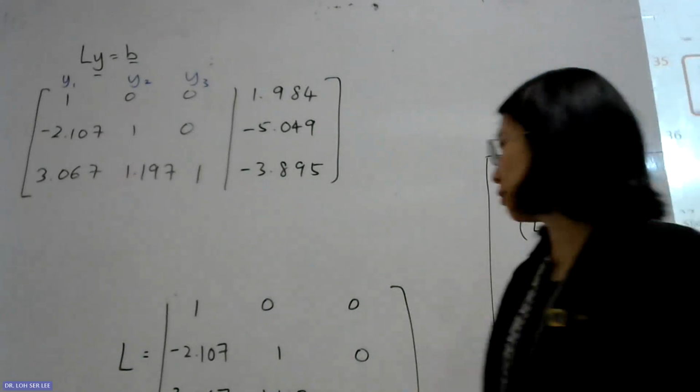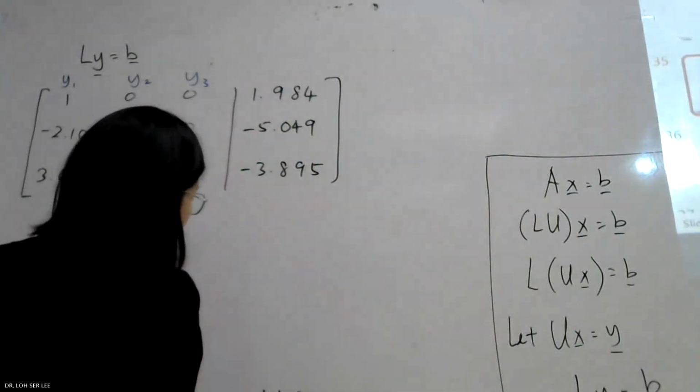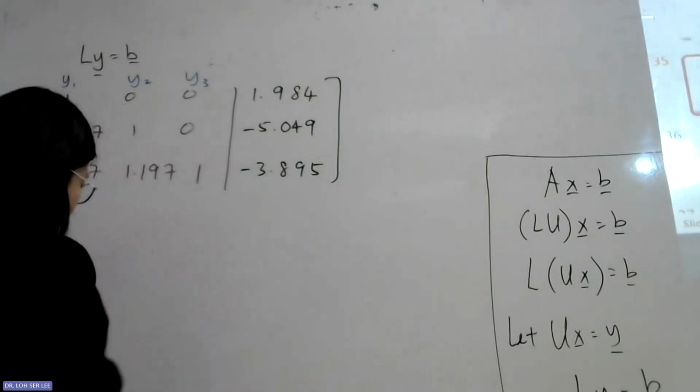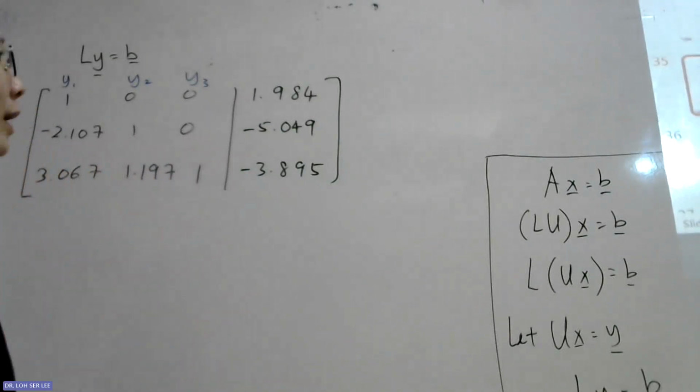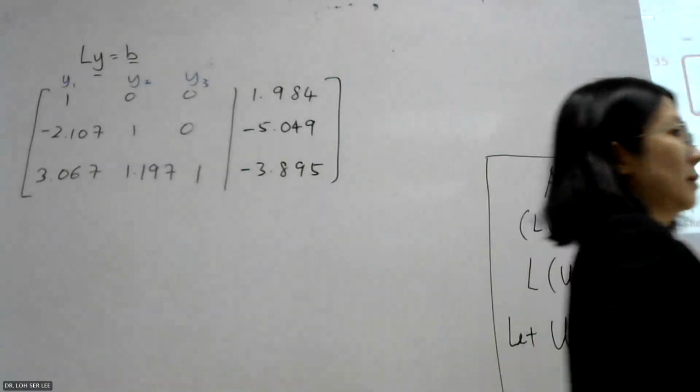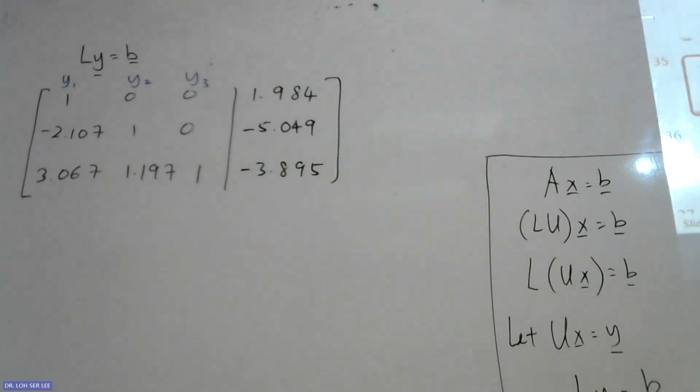Yes, this one you have to use forward substitution, because from the first row, you can get y1. Okay, to get y, use forward substitution. Okay, so y1 is 1.984.